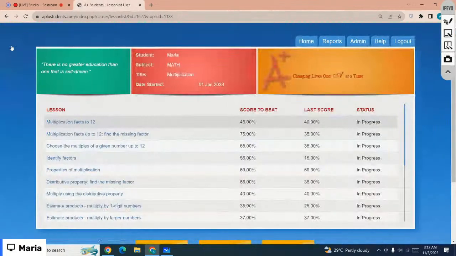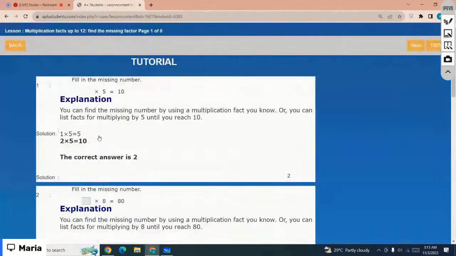Multiplication facts up to 12, find the missing factor. So now you're given the product of two numbers and one of the numbers, right? You have to find the other number. For example, you can see here, missing number times 5 equals 10. You need to see which number, when multiplied by 5, gives the answer 10. If you are perfect with the tables, you must know 5 times 2 is 10. So the correct option is 2.